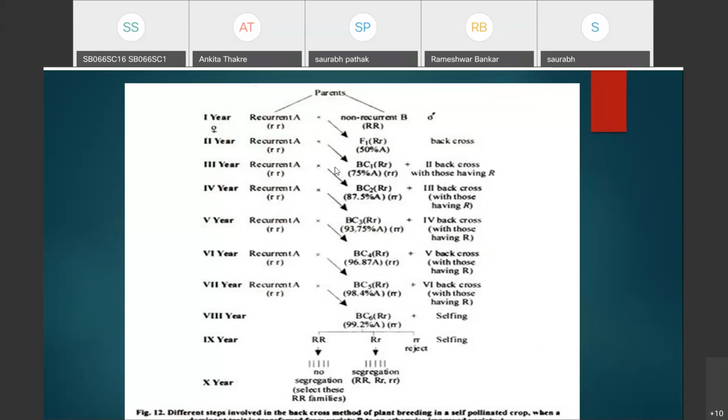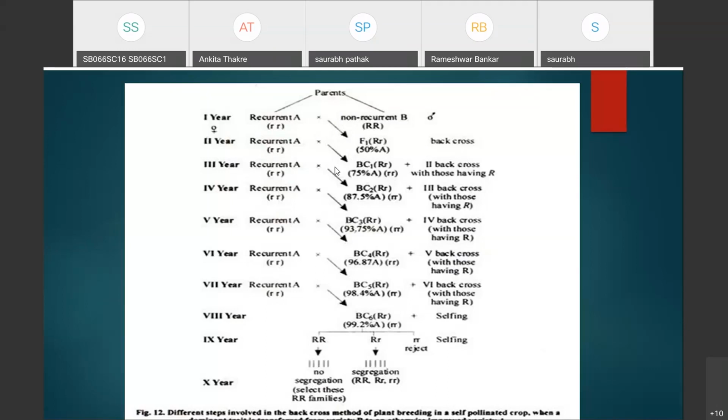Okay, understand that? Here, another important thing in the backcross is that we have discussed the transfer of only one character from the undesirable variety into the desirable variety.